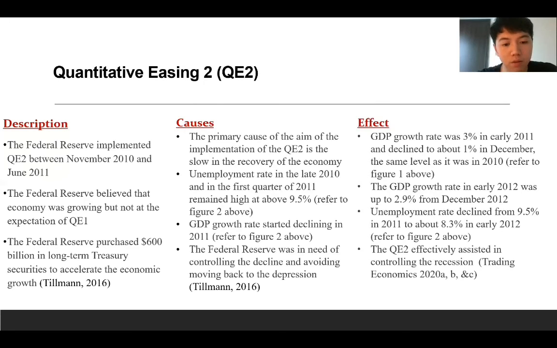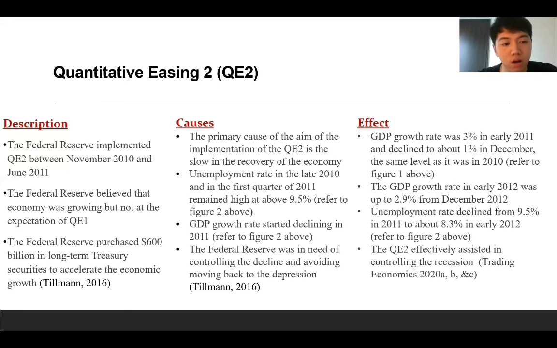The unemployment rate in late 2010 and the first quarter of 2011 remained high, above 9.5%. The GDP growth rate started declining in 2011, which may have been a negative signal that the Federal Reserve needed to control, avoiding moving back to the depression by boosting the growth realized from QE2. The GDP growth rate was 3% in early 2011 and declined during the year to about 1%, the same level as it was in 2010.